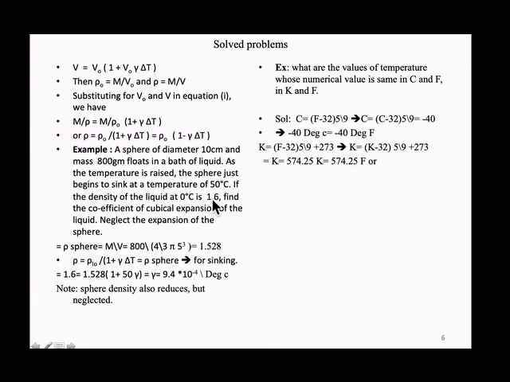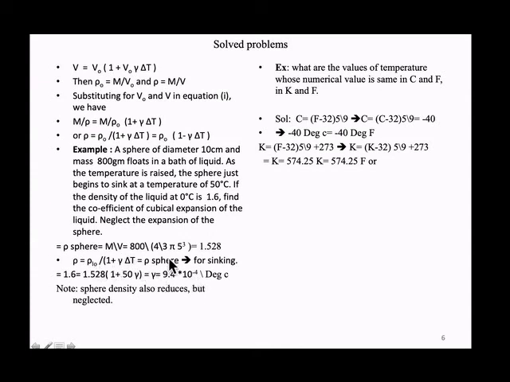So 1.528; the liquid is 1.6 at 0 degrees. As the temperature rises, this becomes 1.528, then the ball starts sinking. So rho is equal to rho 0 divided by (1 plus gamma delta T). When this goes to the other side, 1.6, what is rho? It is 1.6 into 1.528 divided by (1 plus 50 gamma). The same formula I have rearranged, taking it to this side. So I get gamma as 9.4 into 10 to the minus 4 per degree centigrade.